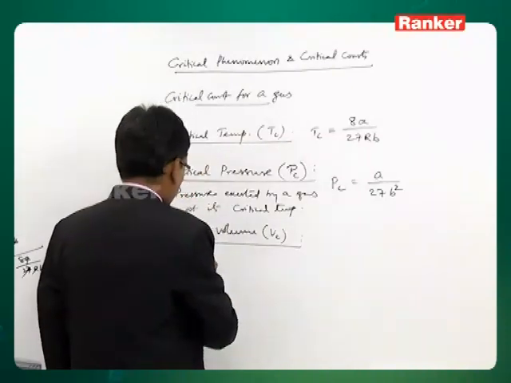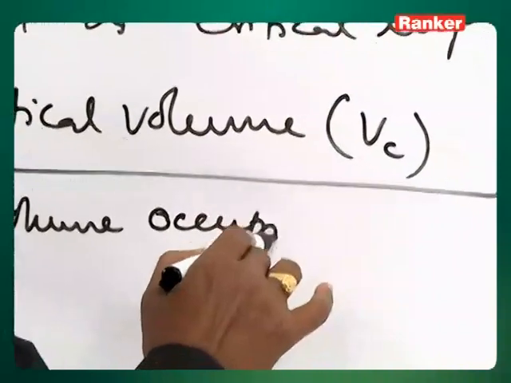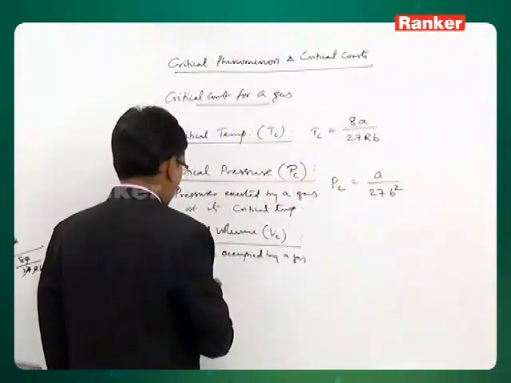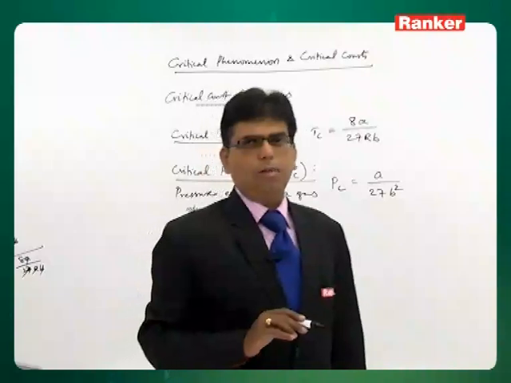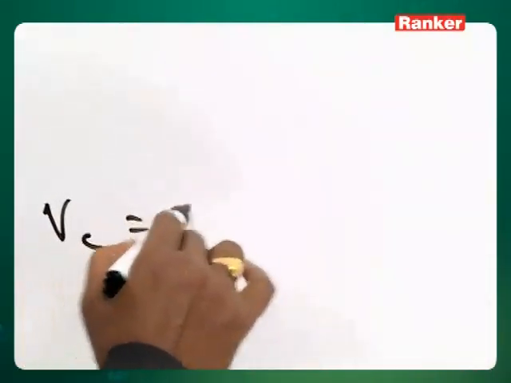And critical volume is the volume occupied by a gas at its critical state, that is, critical temperature and critical pressure. Vc is equal to 3B.